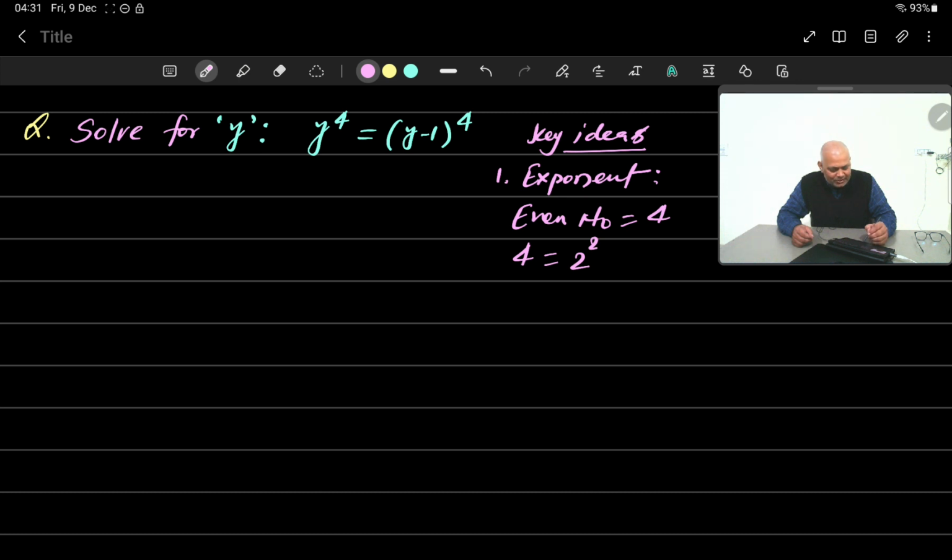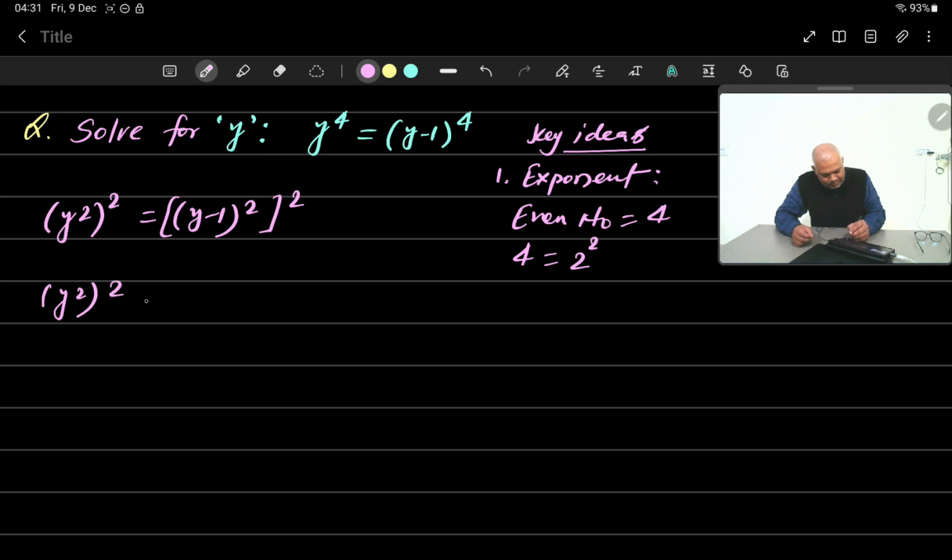If you take y square whole to the power 2 equals (y minus 1) whole square, and once again whole to the power 2, you can write it very easily. So now you can rearrange this equation in this way: (y square) whole to the power 2 minus ((y minus 1) whole square) whole to the power 2 equals 0.